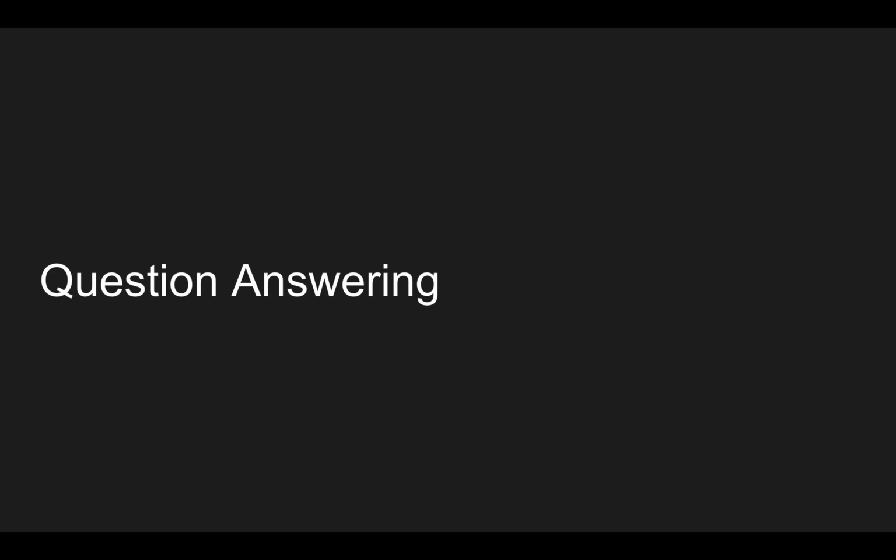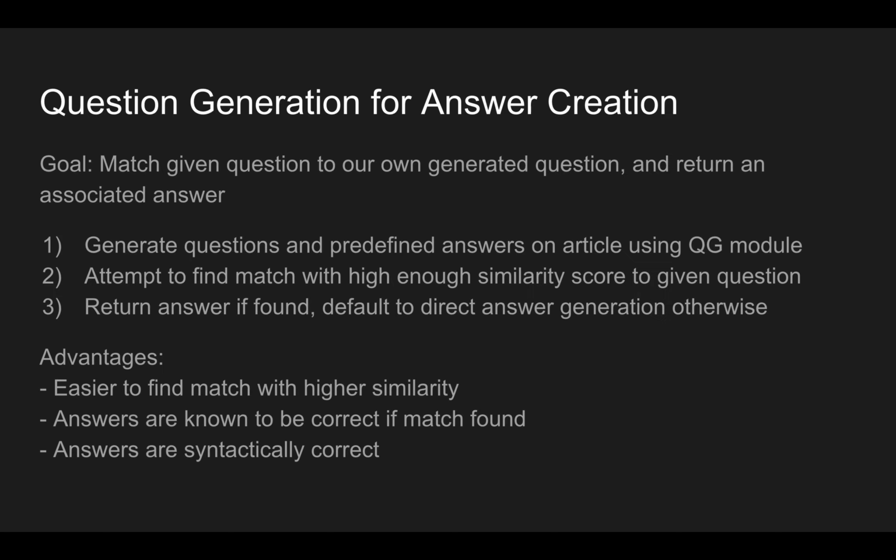Now we will explore the question answering part of our system. The way we attacked this task was to match a given question to another question first, rather than just attempting to find an answer in the text directly. We do this by running our question generation module on the article, which will return a set of questions and associated predefined answers. We first use Spacy vector similarity to attempt to find a suitable match with a high similarity score. If a match is found, we return the correct answer. Otherwise, we default to a direct answer creation system.